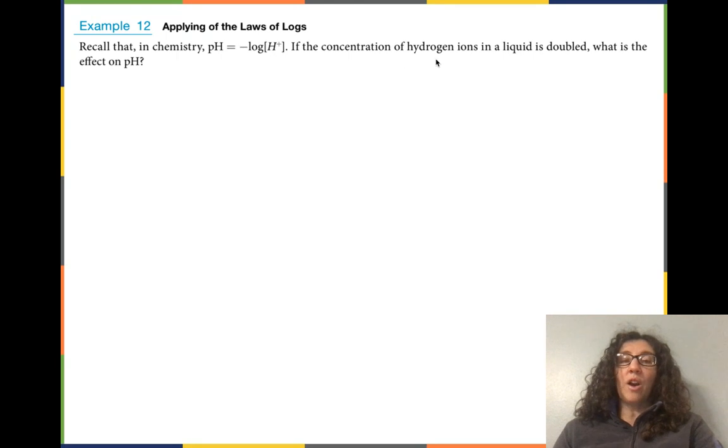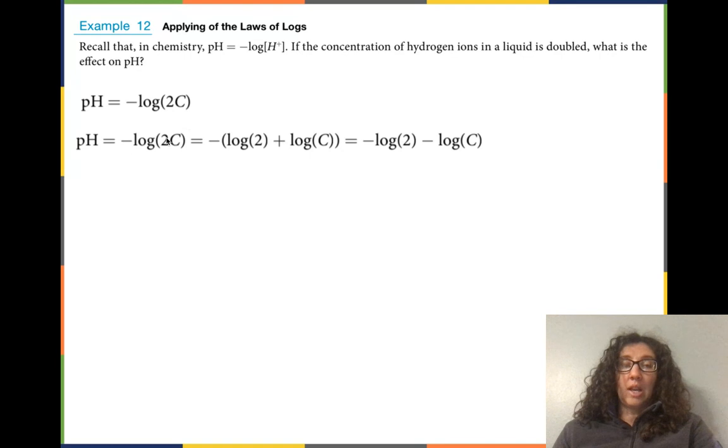So they say if the concentration in a liquid is doubled, what happens to the pH? So if this concentration doubles, what happens? Well, here's our original concentration, let's say, is C. So if we double that concentration, how can we simplify this? Well, we could say this is minus log of 2 plus log of C, right? And then we could distribute the minus sign.